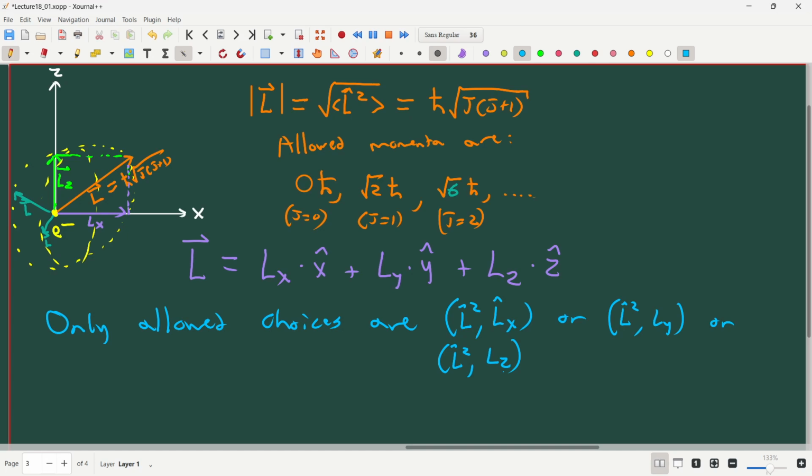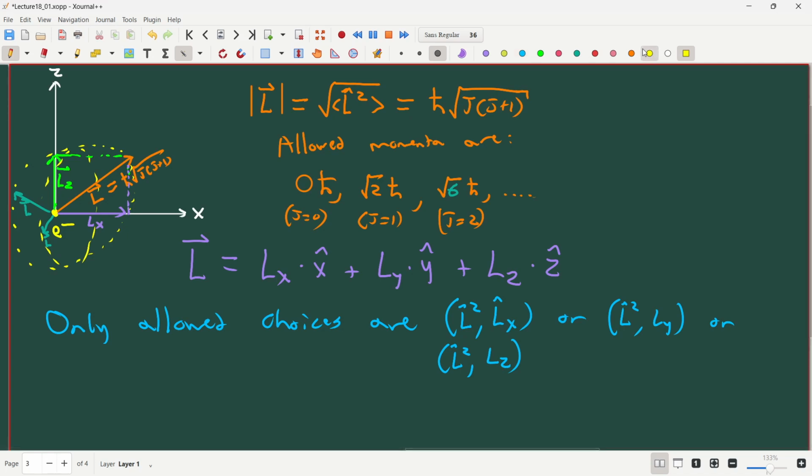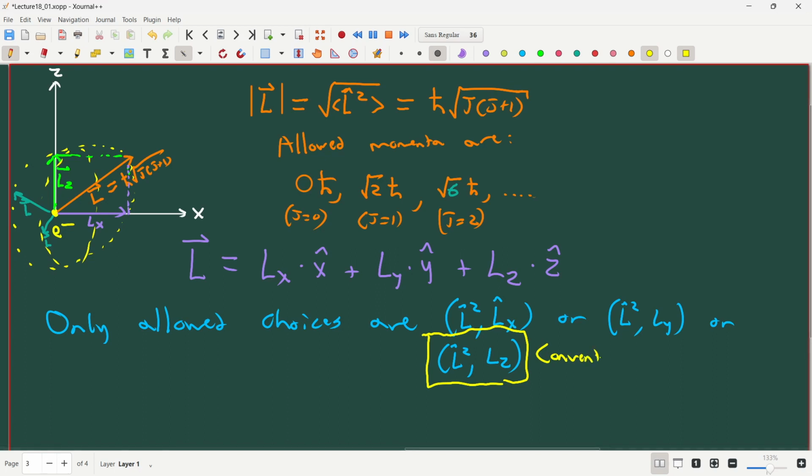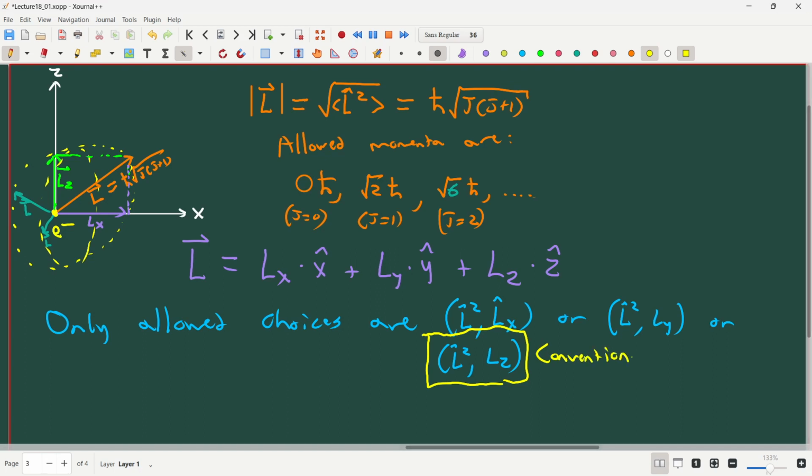By convention, I can choose any one I want. It doesn't matter, because the only difference between x, y, and z is convention. So in all of chemistry and physics, we always choose the z one. This is our choice by convention. And what that means is that there are only two things that I can measure about angular momentum. I can measure the magnitude, and I can measure its direction along one of the axes.